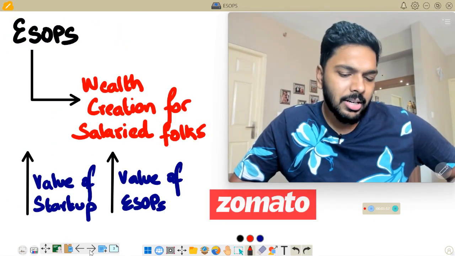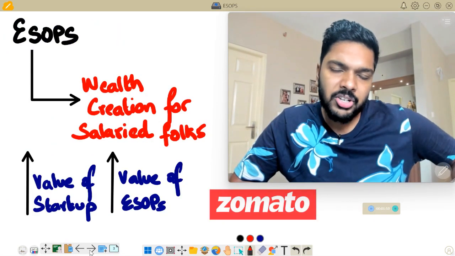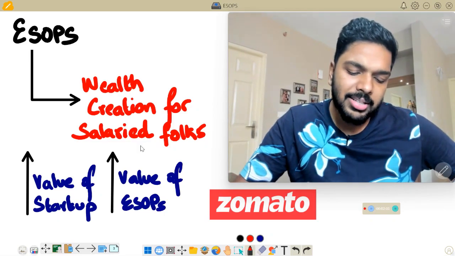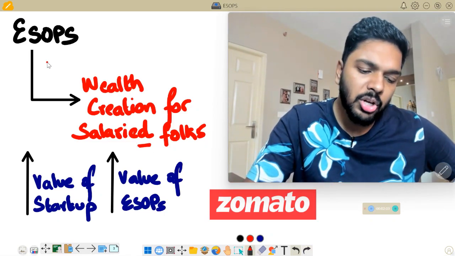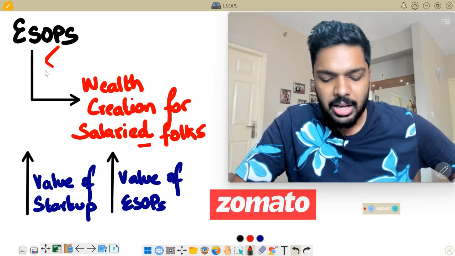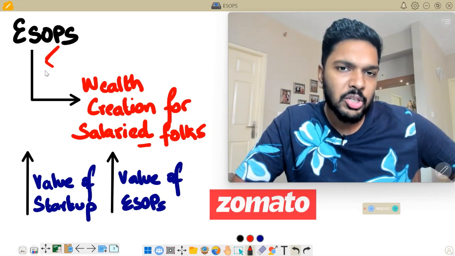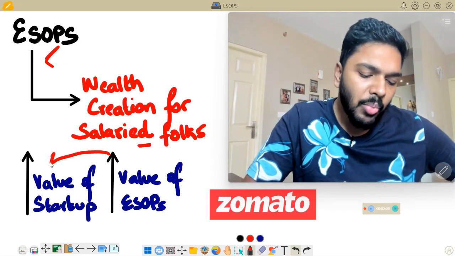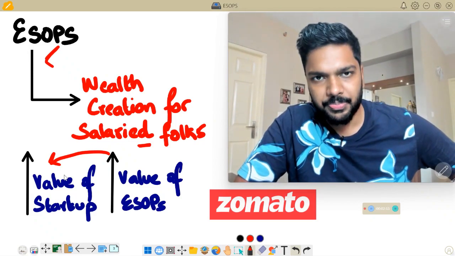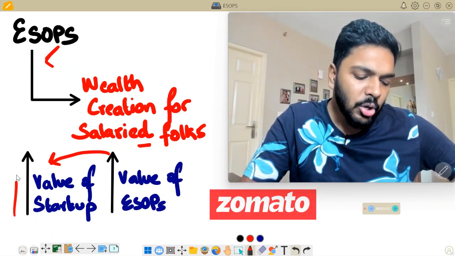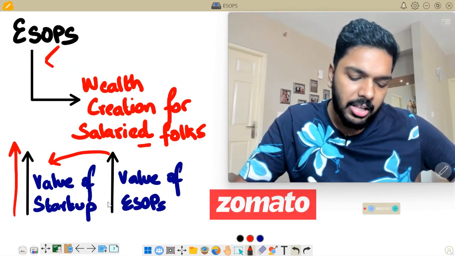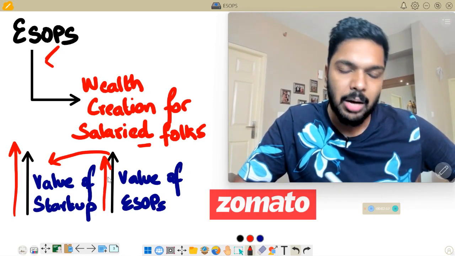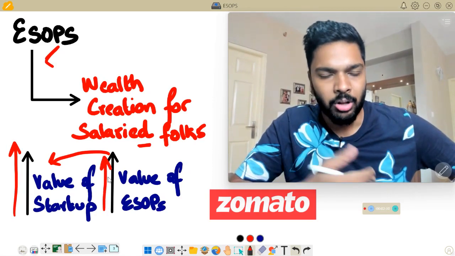Now, as already discussed at the start of the video, wealth creation has become a common term amongst salaried folks, and that is all thanks to the concept of ESOPs. Because the value of ESOPs is directly proportional to the value of the company or the value of the startup. That is, as the value of the company goes up, the value of the options in the hands of these employees also tends to rise.